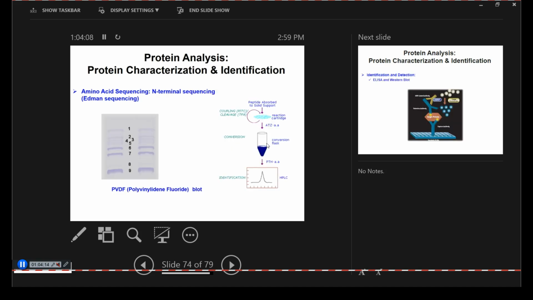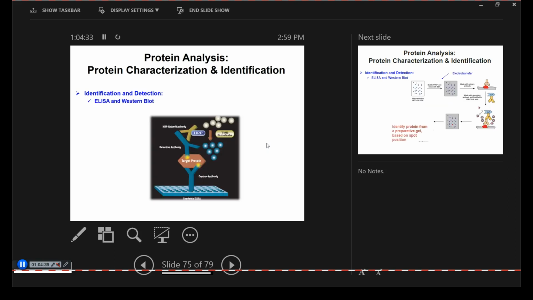So I said it needs to be purified. So oftentimes you run 2D gel and you transfer the protein onto a PVDF membrane, and then you cut out the protein that you are interested in and solubilize it, and then run your conversion cycle, and then run the HPLC.